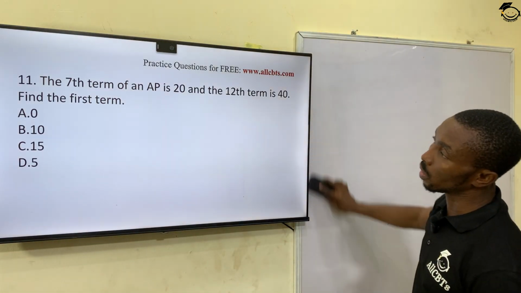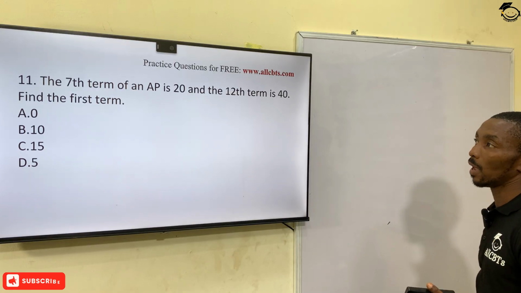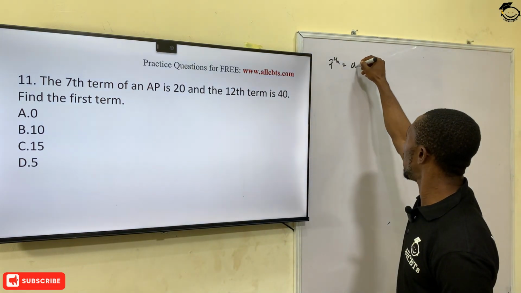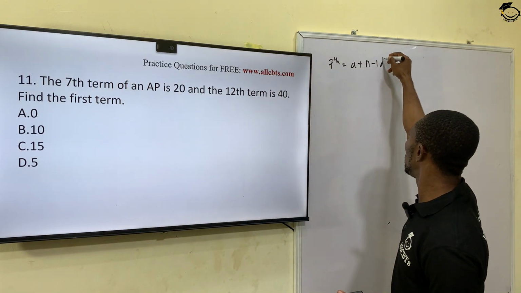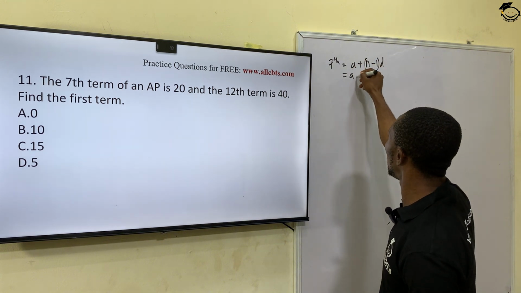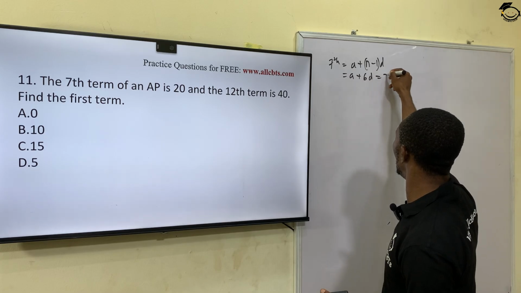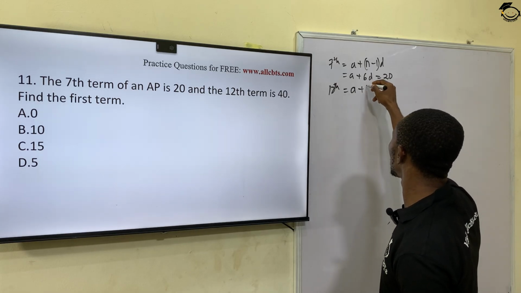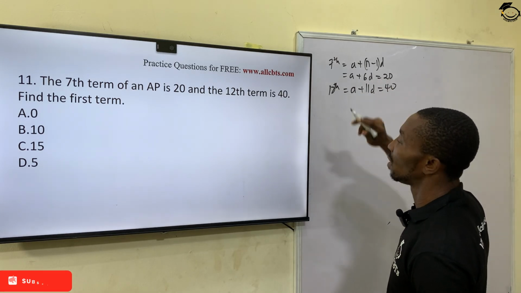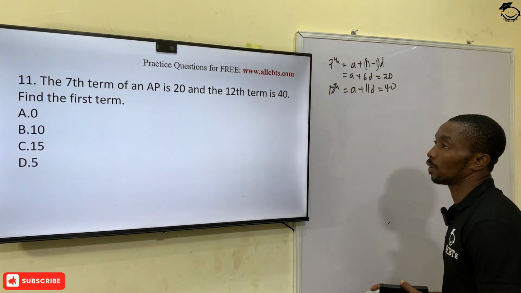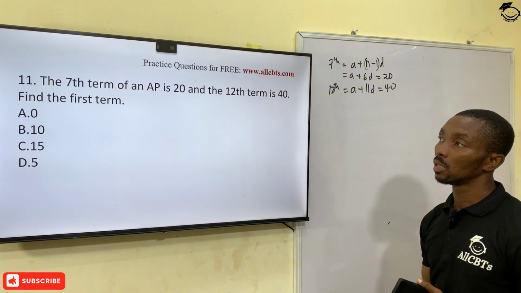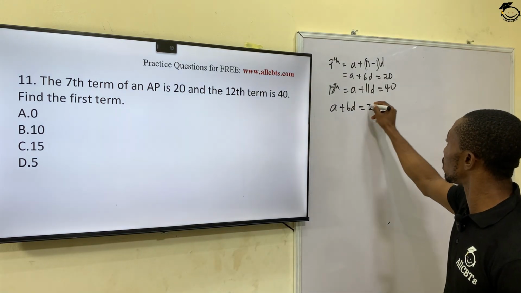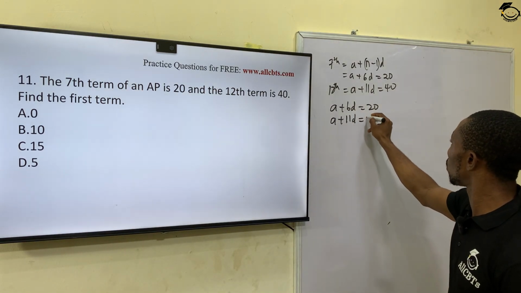Now, the next one says the 7th term of an AP is 20. We have the 7th term of an AP, which is A plus (n minus 1)d. Now this will give us A plus (7 minus 1), 6d, is 20. And our 12th term, which is A plus 11d, equals 40. Now we should find the first term. To find the first term, we'll solve this as a simultaneous equation. So we have A plus 6d equals 20, A plus 11d equals 40.